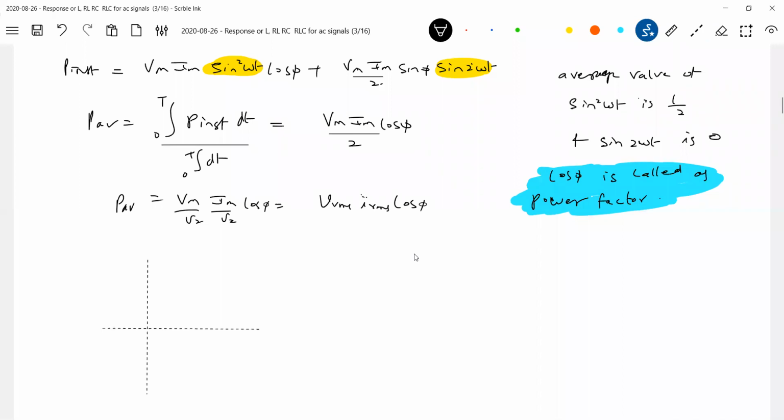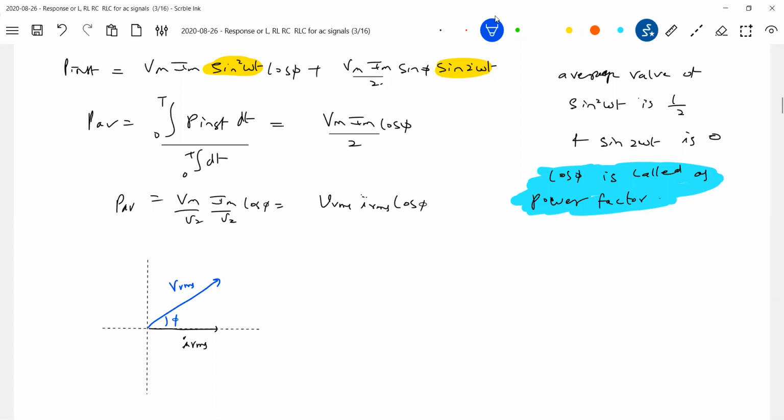We know how IRMS is. Let's bother about only applied voltage and applied current. And what about VRMS? There's a phase angle of the circuit. As I said, the applied voltage and current are vectors, no? So let me resolve the component of IRMS along VRMS. Then what is the average power? VRMS into IRMS cos phi.